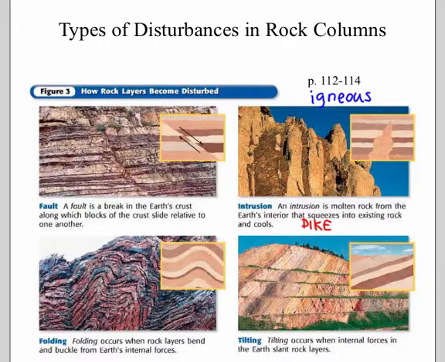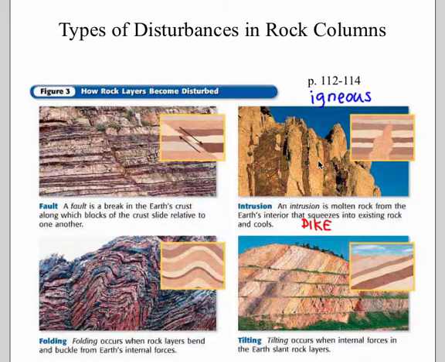Sweet. So there are other types of disturbances, things that bust up your rock column. Of course, we talked about these. Here's a fault, a crack or break in the rock where movement occurs. One side of the fault went down, the other side went up, so that the rock layers don't exactly line up anymore. So you've got to solve the puzzle and put them in place.